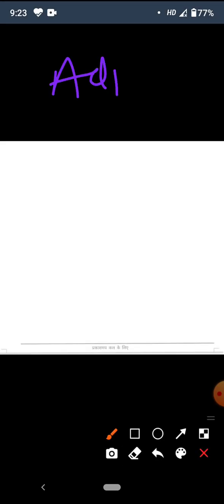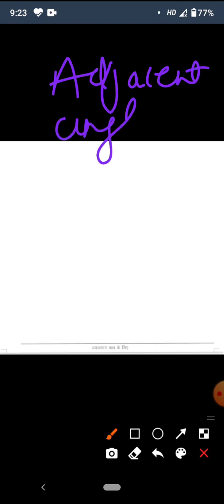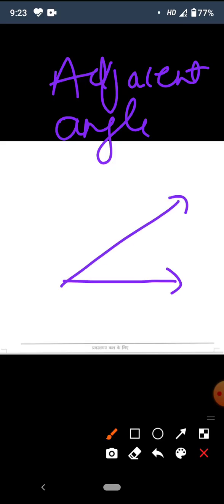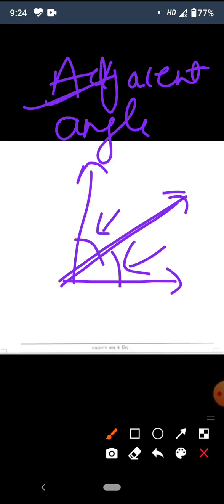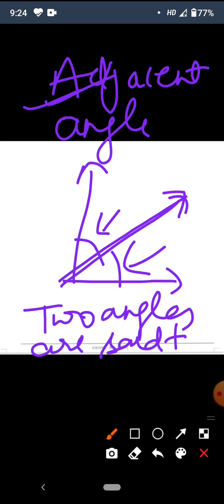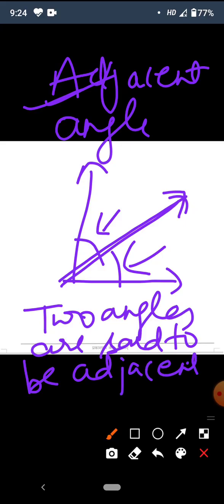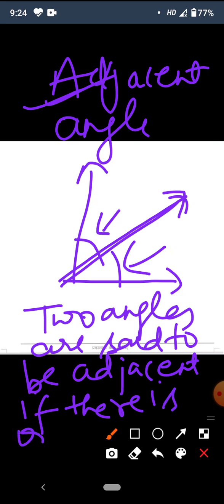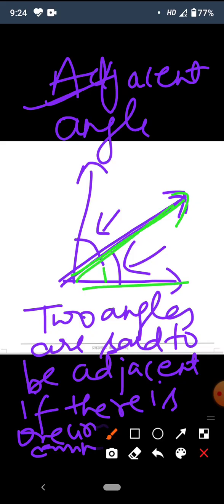Then the next thing is adjacent angles. Suppose I am drawing these angles. You can see here there are two angles. They will be called adjacent. Why? Because they have one arm in common. So two angles are said to be adjacent if there is one arm common. Here you can see that this arm is common. In angle 1 the rays are 1 and 2, and here these are the rays. This is common. So if two angles have one arm common, they are known as adjacent angles.